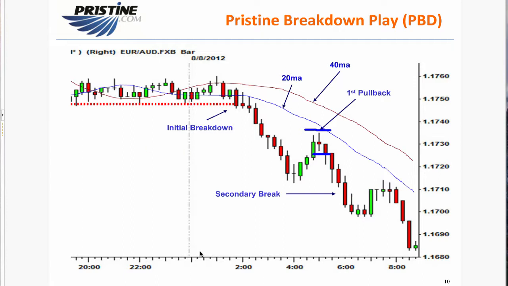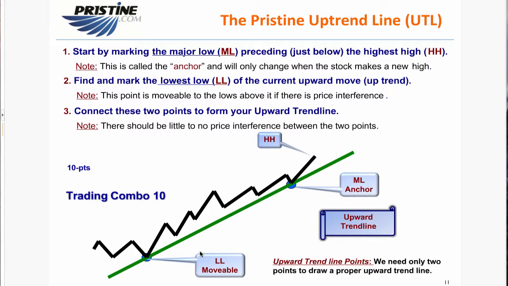Okay, so as I mentioned yesterday, we do consider trend lines. The trend line is going to receive 10 additional points within our scoring system.